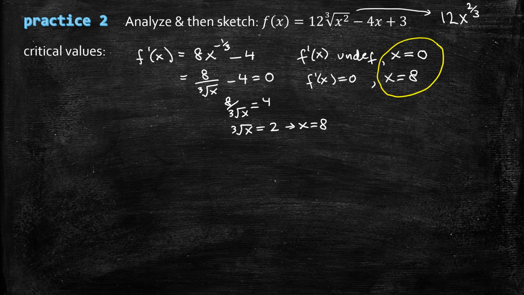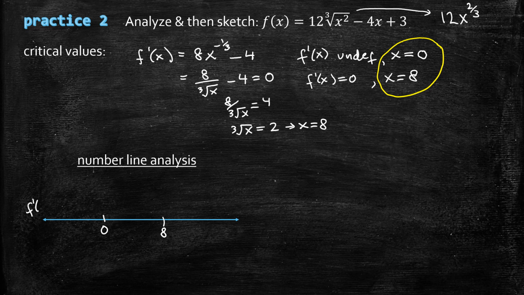So next we'll dive straight into the number line analysis. We start by plotting those critical values, and we are observing the behavior of f prime x. Here at 0, it's DNE, does not exist. Here at 8, it's 0.